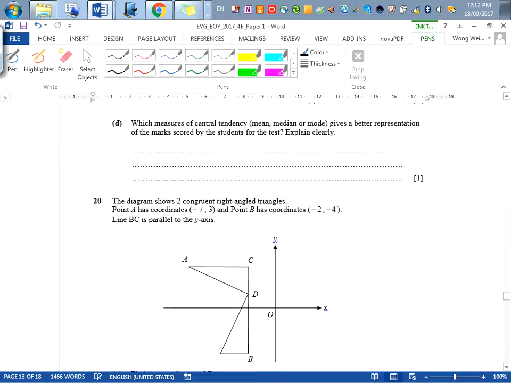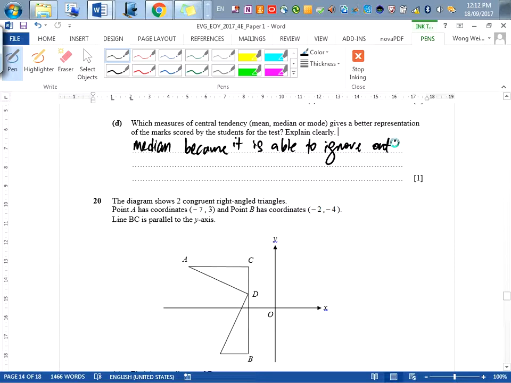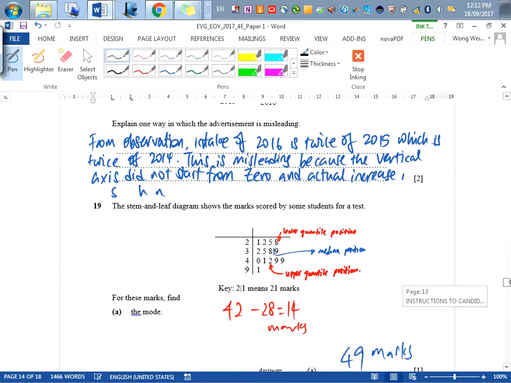Now, which one gives a better representation of the marks? Mean, median, or mode? We should use the median, because it is able to ignore outliers. Outliers are extreme values. Okay? So if you look at the stem and leaf diagram again, these are the marks scored by students.